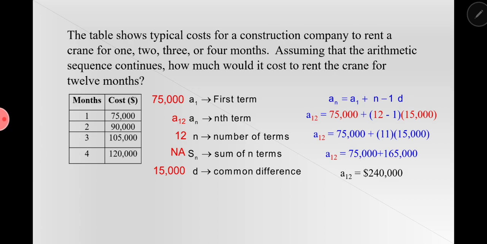Okay, tignan natin, busisiin natin kung paano nangyari. So, in 12 months, ang renta ng crane will cost 240,000 pesos.